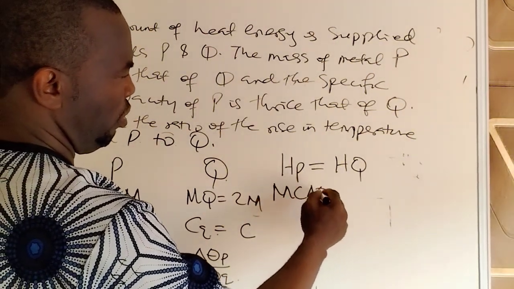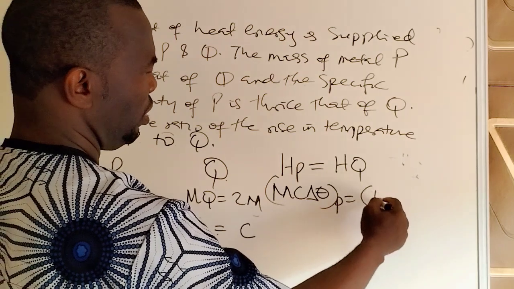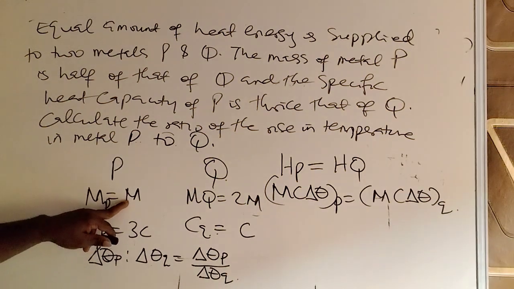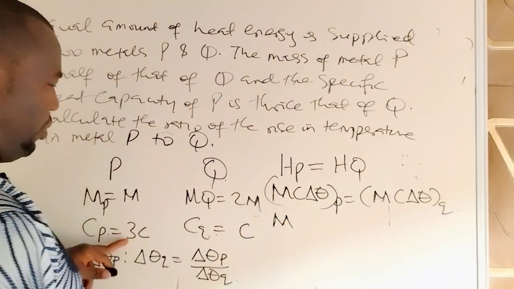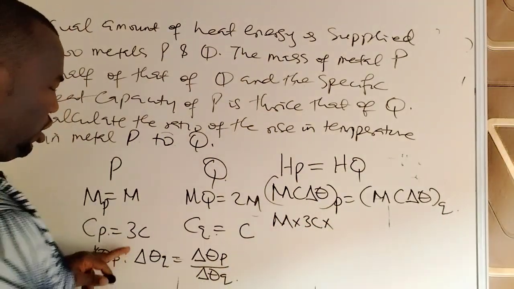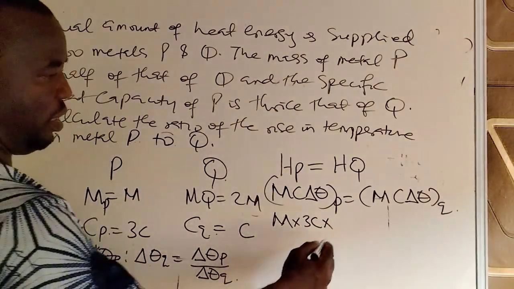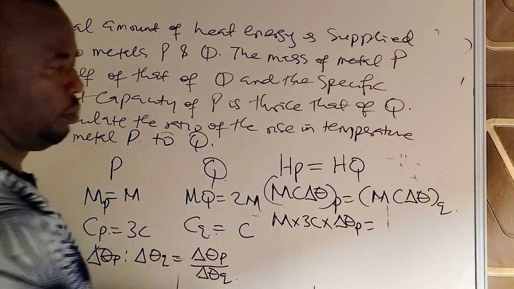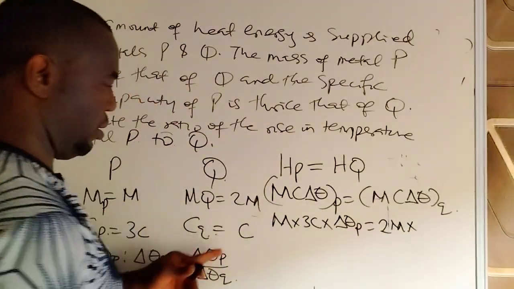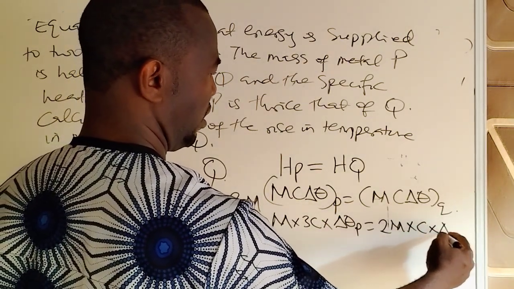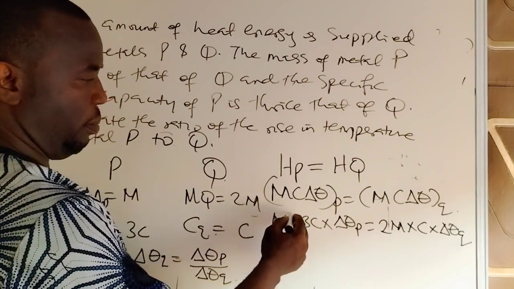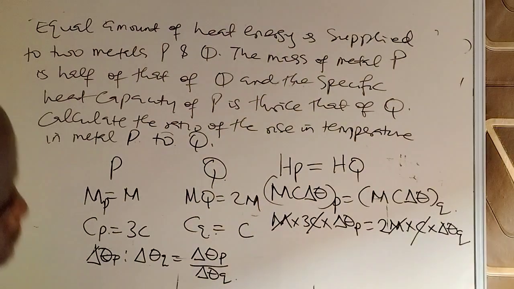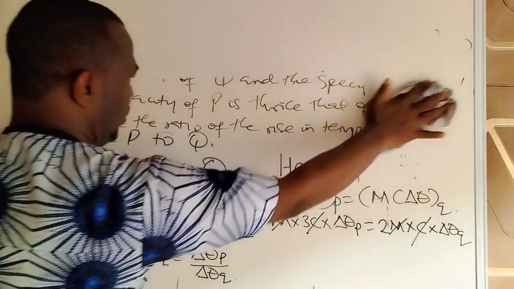MC change in temperature for metal P equals MC change for metal Q. So if you substitute, the mass of P is M, the heat capacity of P is 3C, and the change in temperature for P we'll call delta theta P. Then the mass of metal Q is 2M, the heat capacity of metal Q is C, and the change is delta theta Q. So you can see M cancels M, and C cancels C.